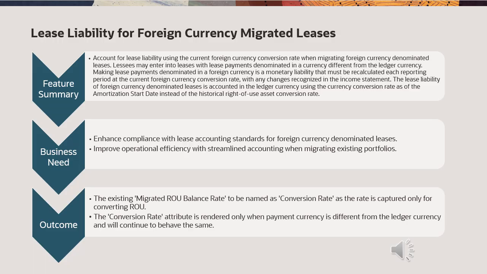The outcomes include the existing migrated ROU balance rate being renamed as conversion rate, as the rate is captured only for converting the ROU. The conversion rate attribute is rendered only when payment currency is different from the current ledger currency and will continue to behave the same.